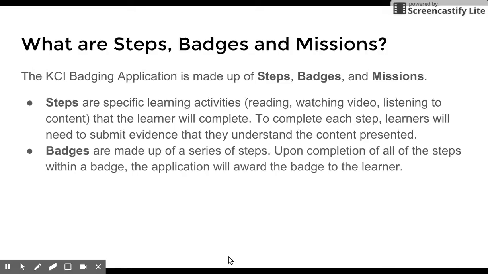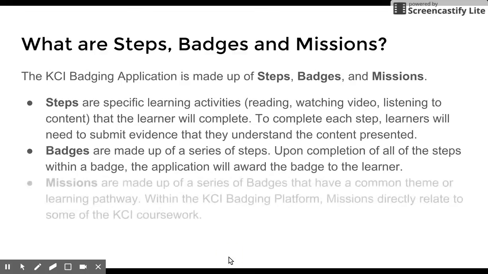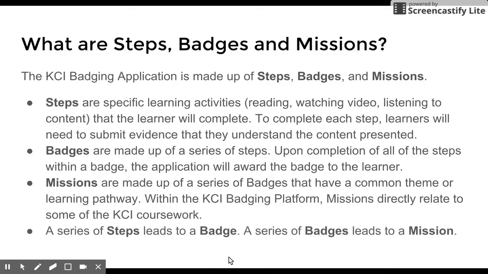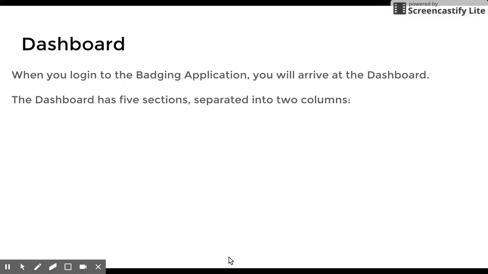Badges are made up of a series of steps. Upon completion of all the steps, you'll get a badge. And then missions are made up of a series of badges that have a common theme. Within the KCI badging platform, missions directly relate to some of our KCI coursework. When you look at each badge and the missions, it will show you what the pathway is for that course credit if you wish to get that course credit. A series of steps leads to a badge, and a series of badges leads to a mission. That's a real easy way to think of it.